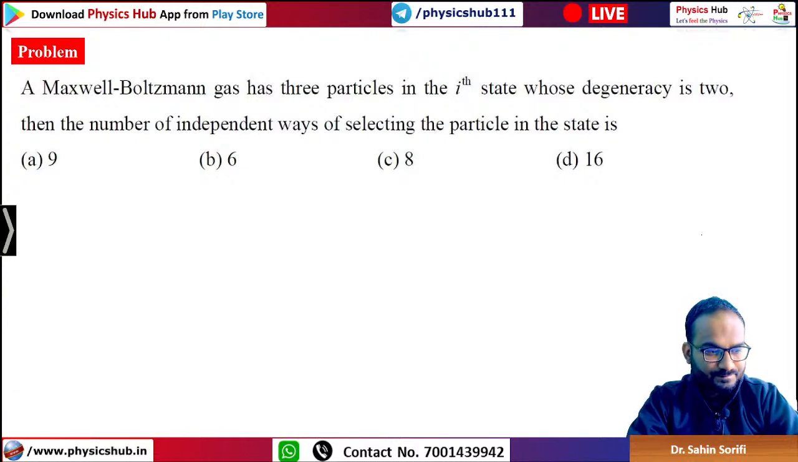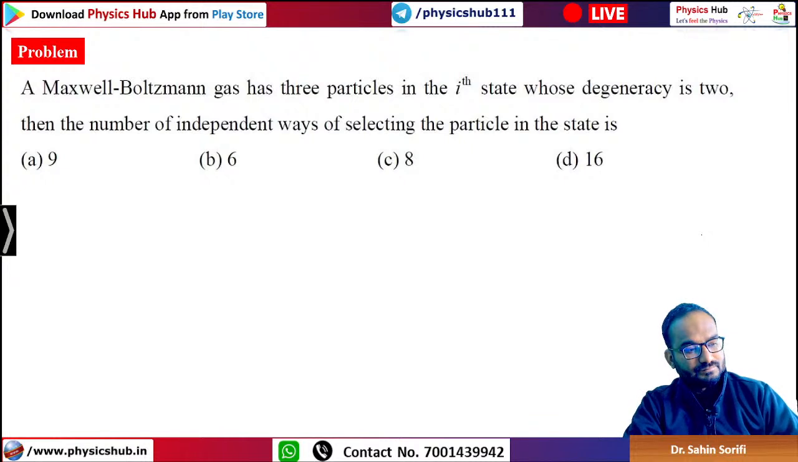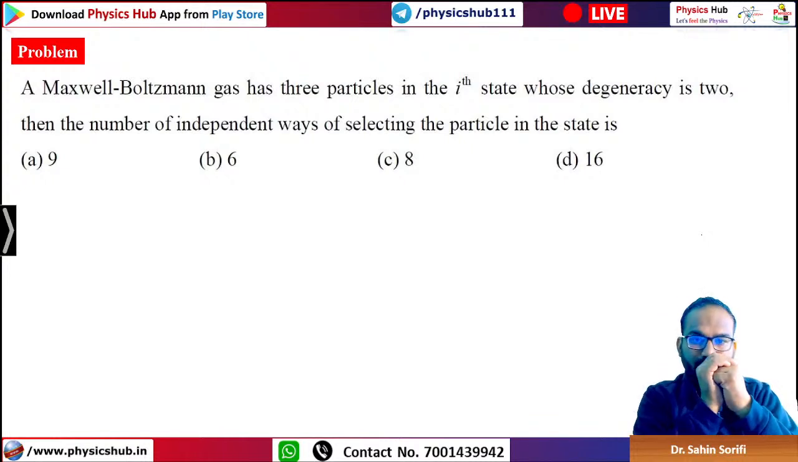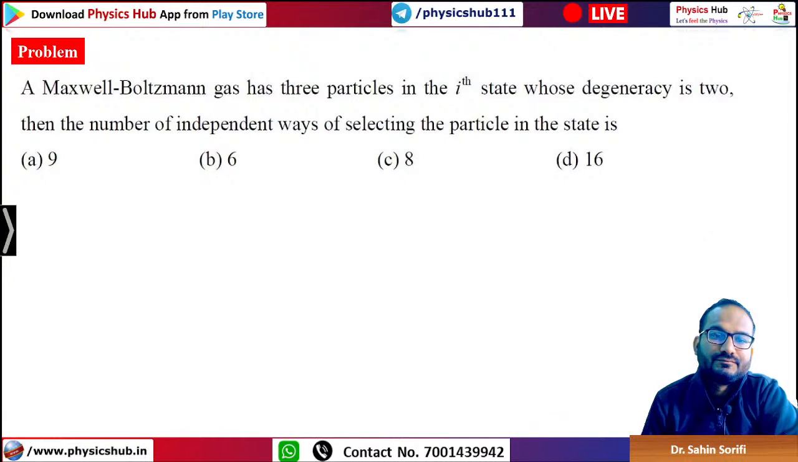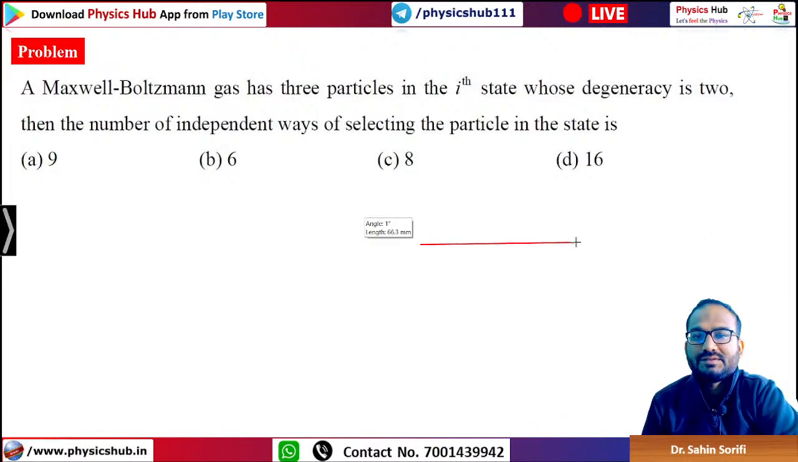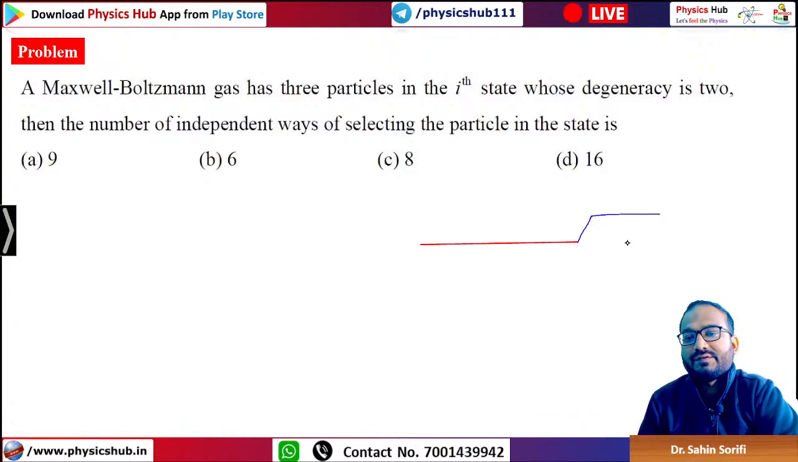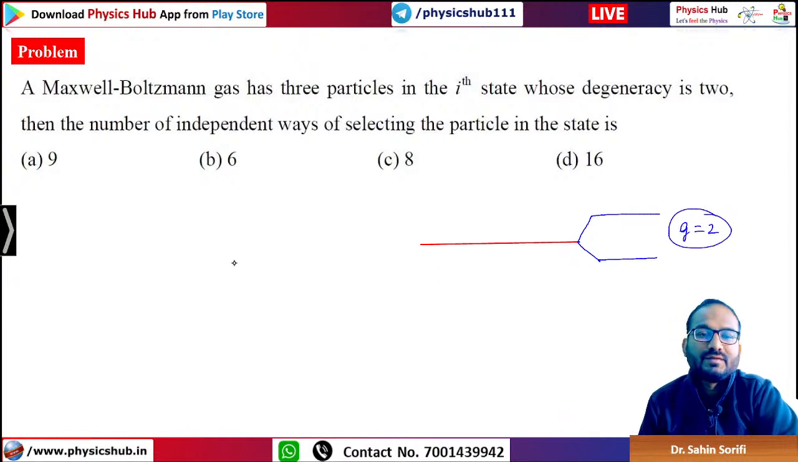Can you do this? So we have talked about the states. So one of the states, let's say the ith state, is given to you, whose degeneracy is 2, two pockets. Number of independent ways of selecting the particles in the state, 3 particles. How will you distribute these 3 particles into these 2 states?